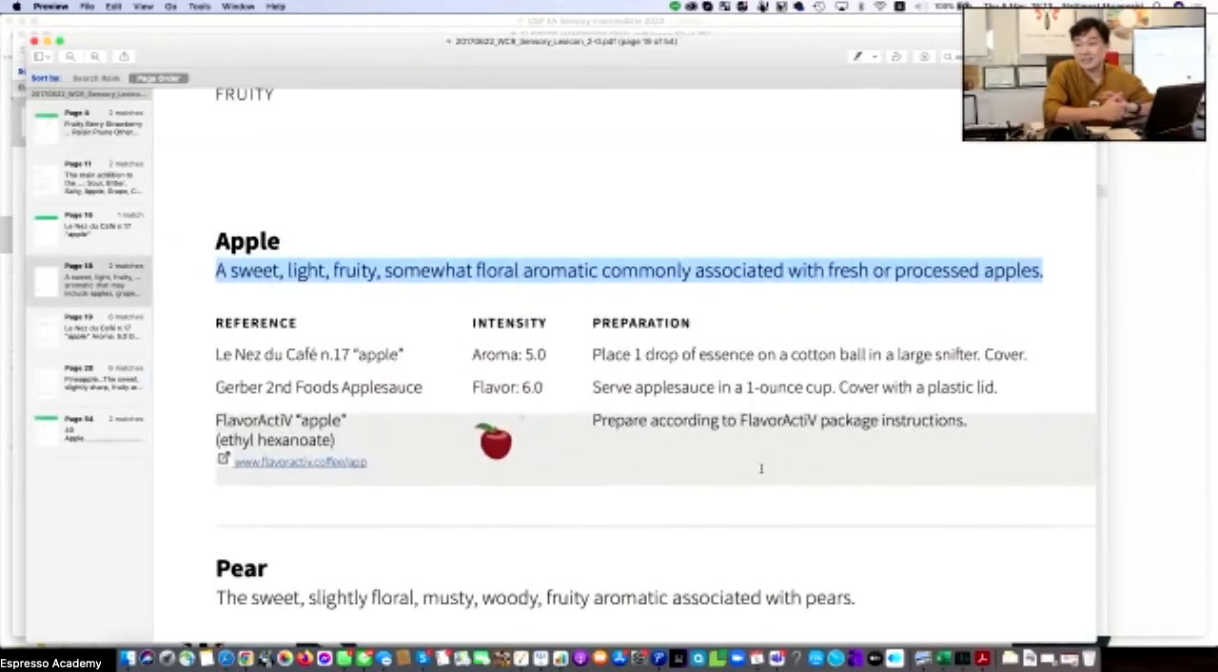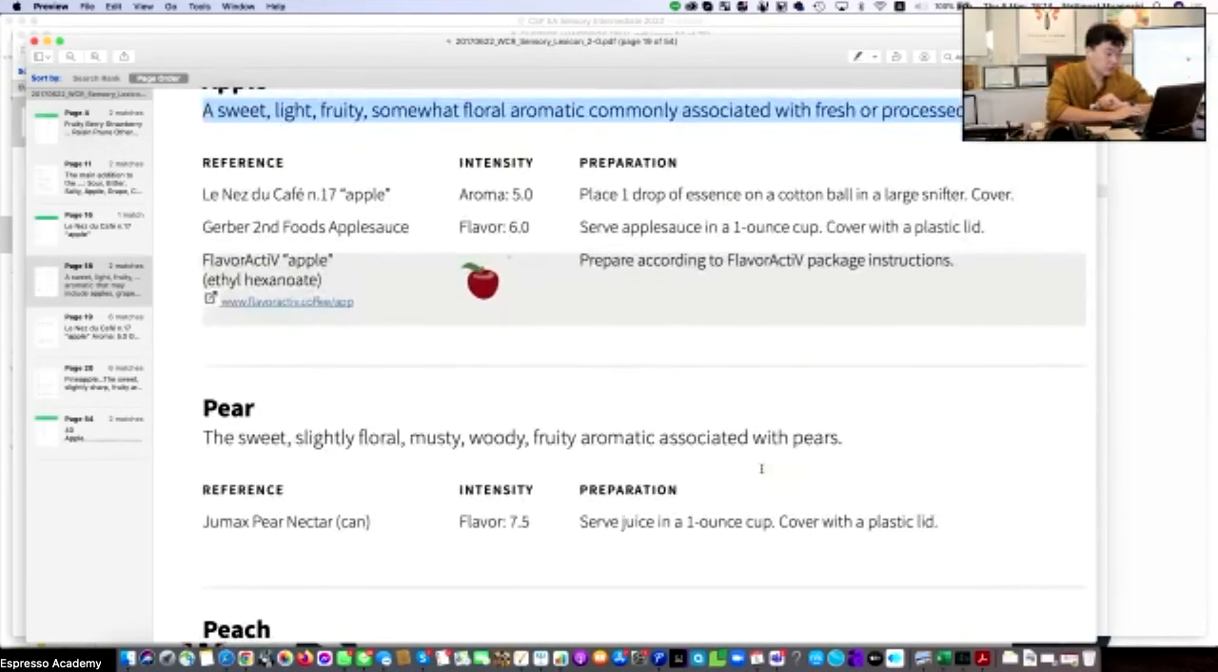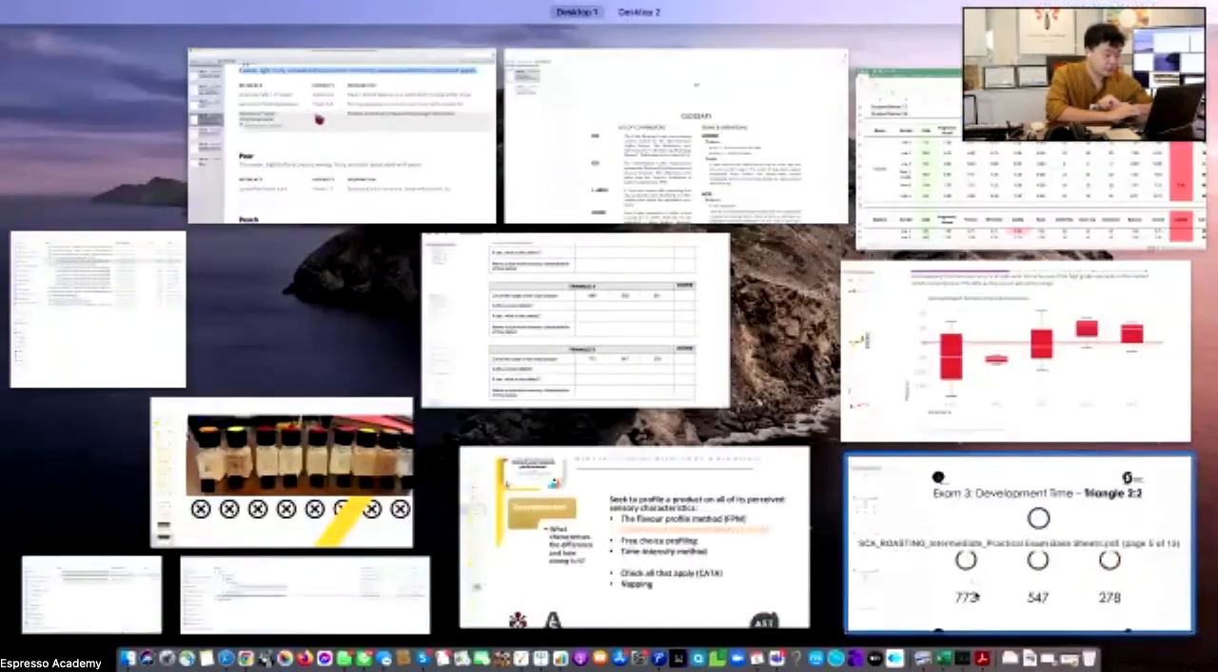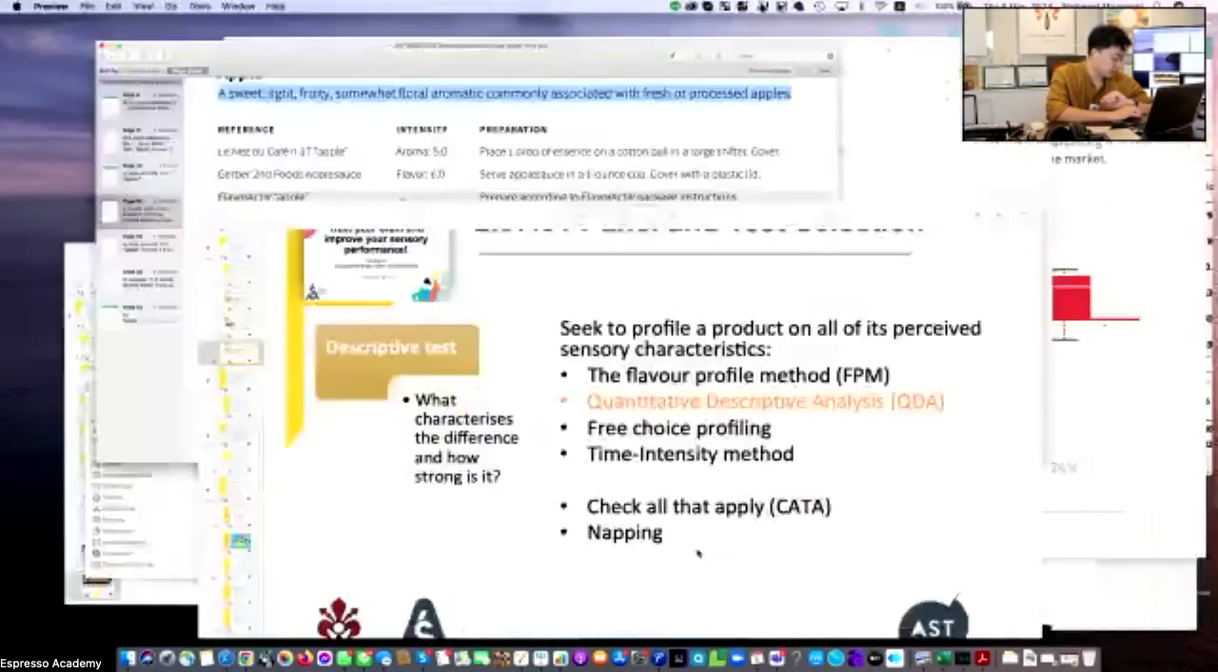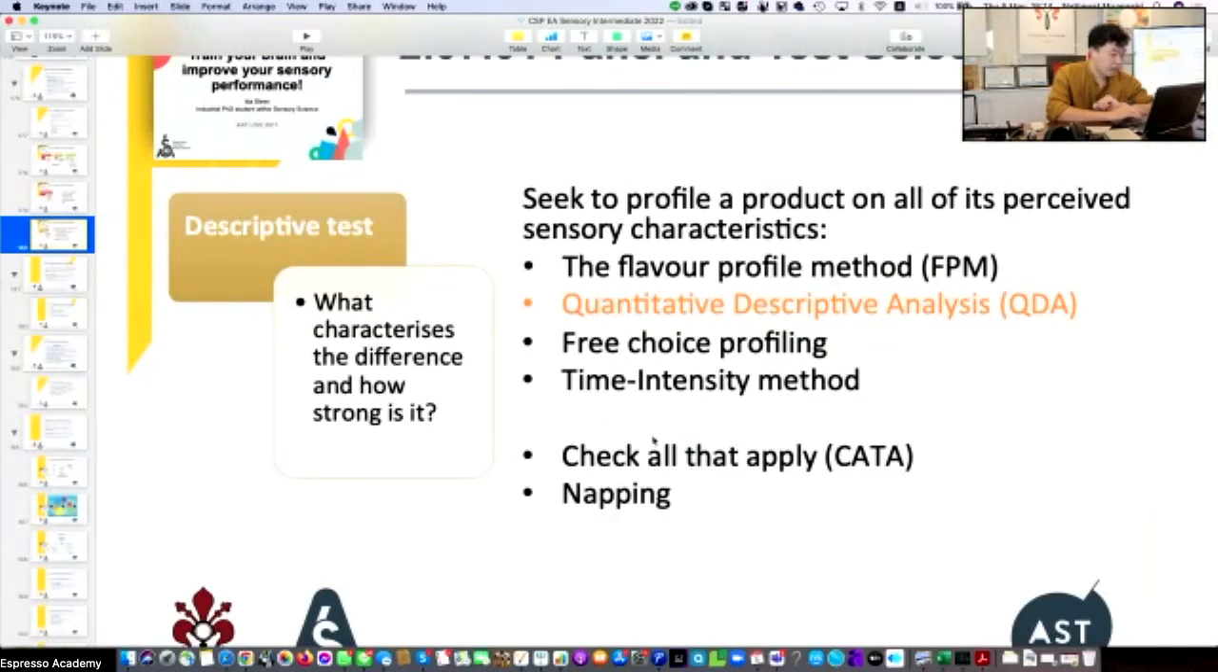So that is describing. You need to be able to describe them, so we understand what you are talking about. This is the QDA process for the sensory lexicon. And there is check-all-that-apply, CATA. Sometimes it's so hard to think of the sensory note in my head, right? But if you write it down, then I can just check all that apply.